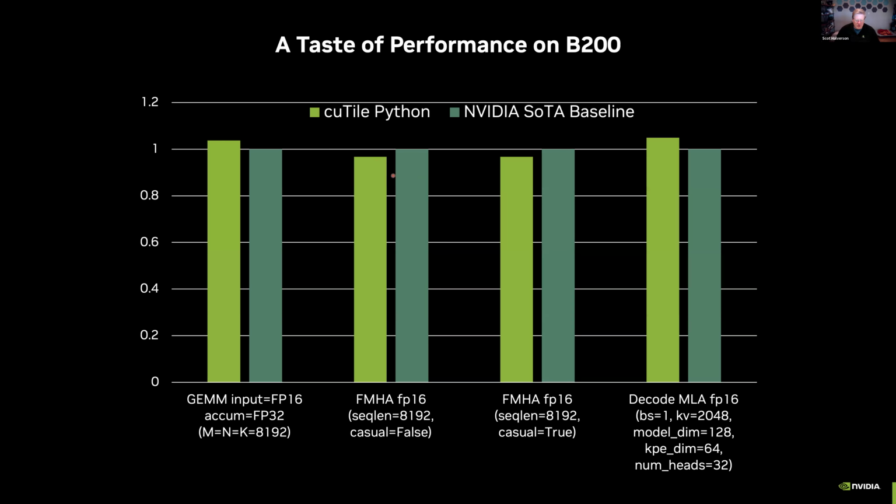That's not going to be universally true. So for the FMHA operations, you see we're getting pretty close, but not quite the same level of capability. But again, to go back to one of the previous slides that I showed, the difference in code between these two for each one of these implementations is pretty massive.